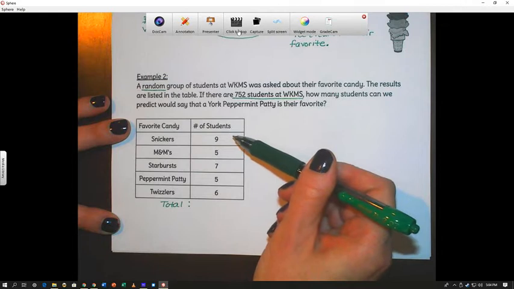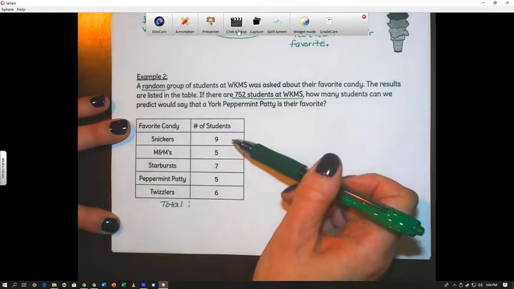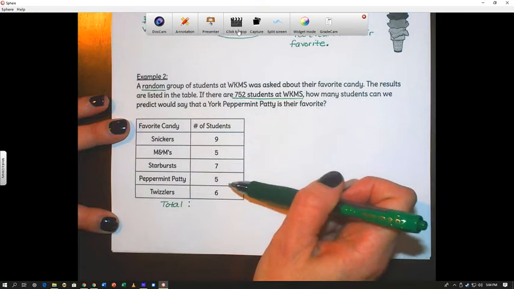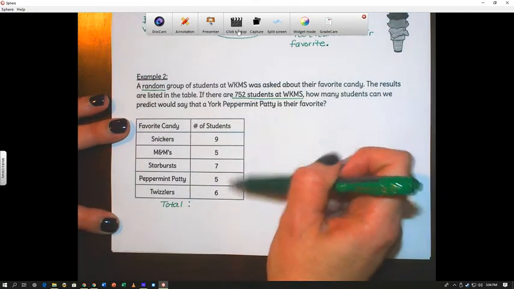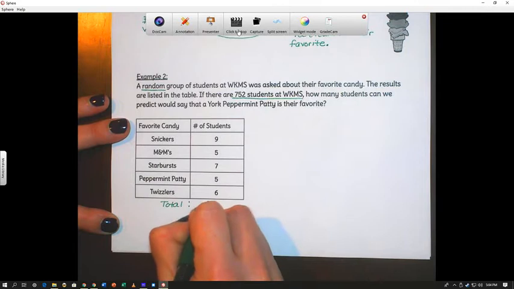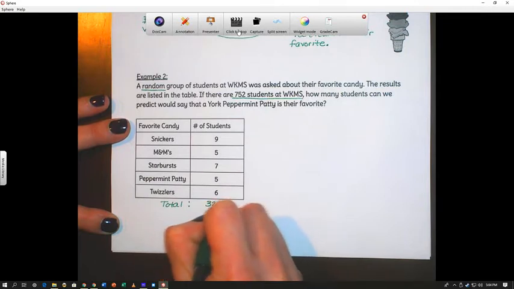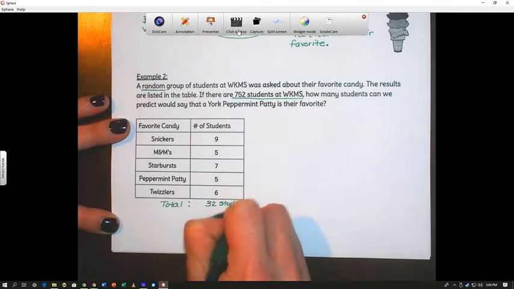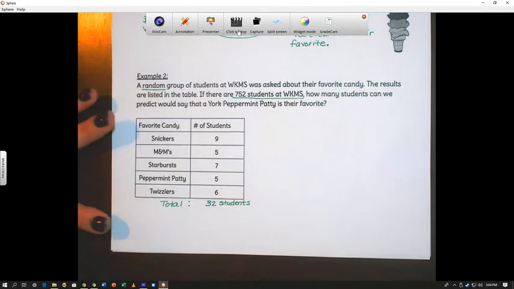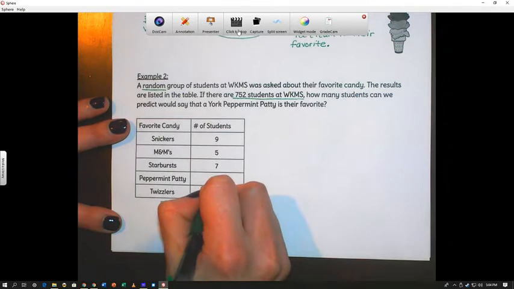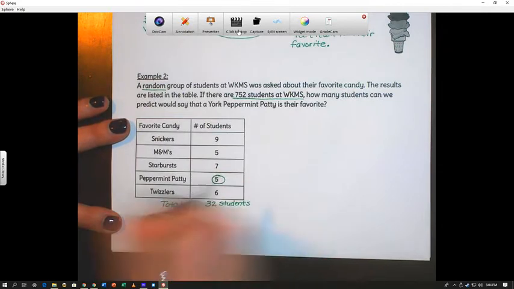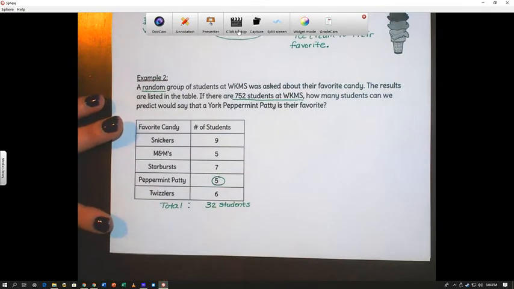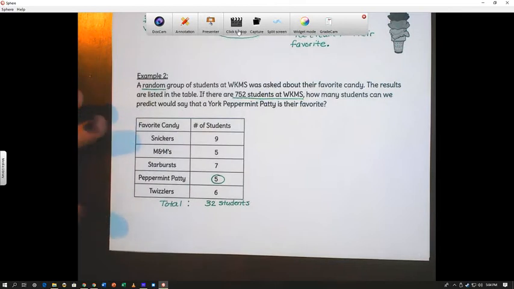I'm going to add up these numbers to figure out the total. And if we do that, we get 32 students. So out of those 32 students, I know that 5 say that a York peppermint patty is their favorite. So that is my sample, the 32.